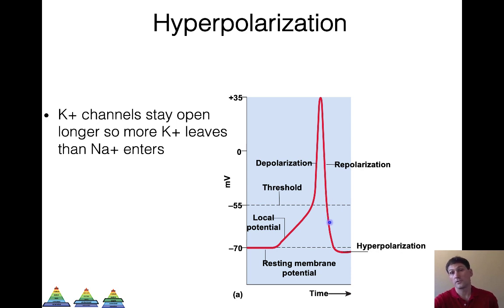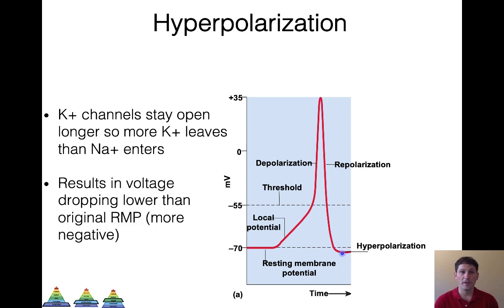Those potassium channels take their time to fully close, and while they're doing that, the inside of the cell is losing potassium outside of the cell. And we get this little hyperpolarization, or a move that becomes a little bit more negative than the original resting membrane potential.